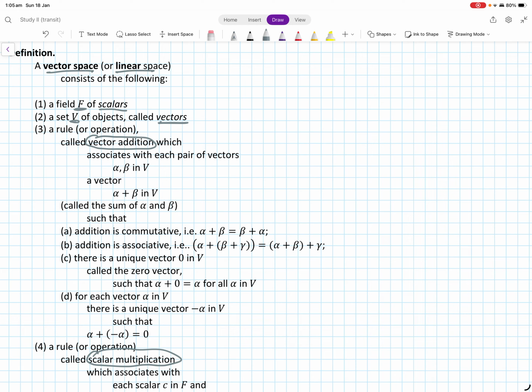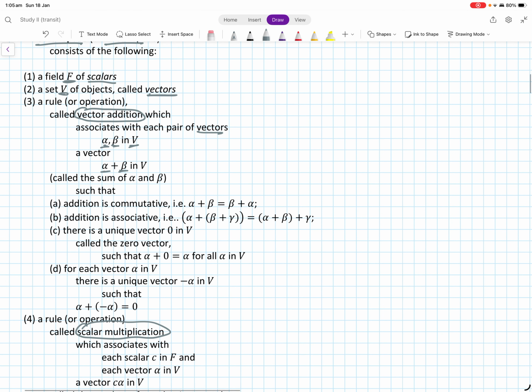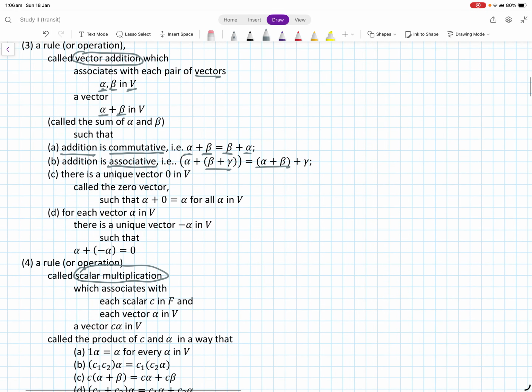So vector addition is going to associate a pair of vectors, alpha, beta, in the vector space, and it's going to output a vector alpha plus beta in this vector space. Okay, so this operation is going to give you the sum of alpha and beta. And the properties that we want are the following: that addition is going to be commutative, right? So it doesn't matter whether you do alpha plus beta or beta plus alpha, the answer is the same. This addition is also going to be associative, so it doesn't matter whether you sum beta and gamma first or alpha plus beta first, the result is the same.